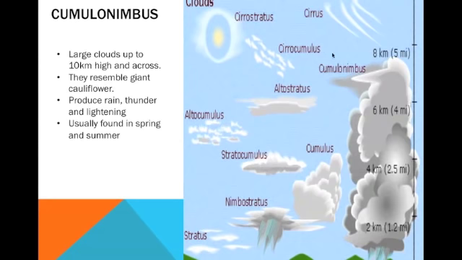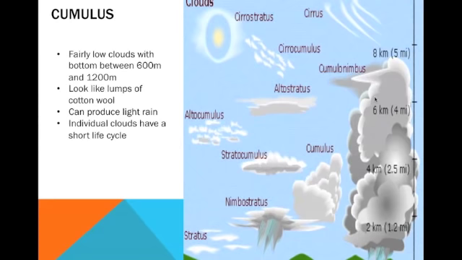Then cumulonimbus, which is this huge thing. They are large clouds up to 10 kilometers high and across. They resemble giant cauliflowers. And they produce rain, thunder, and lightning. They're usually found in the spring and in the summer.